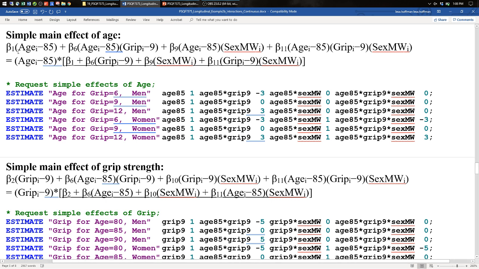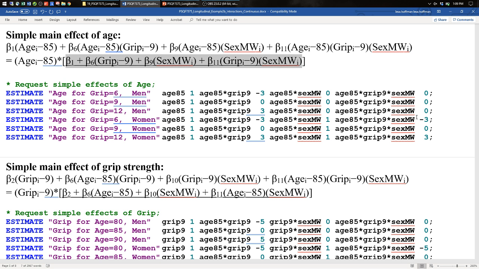Well, I pull out every term that has something to do with age. So I need beta 1, I need beta 6, age by grip, beta 9, age by gender, and I need the three-way interaction. If I move age to the front, if I factor out age, then the term in brackets here, that's what goes in my estimate statement. So the statements that go with this, for various values of the moderating variables, are below.